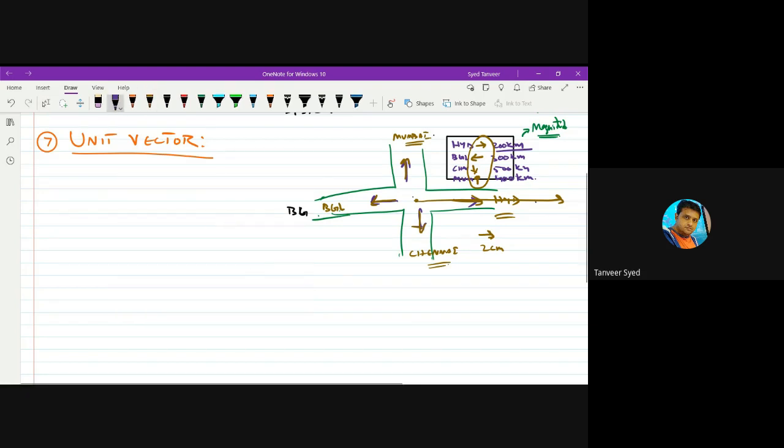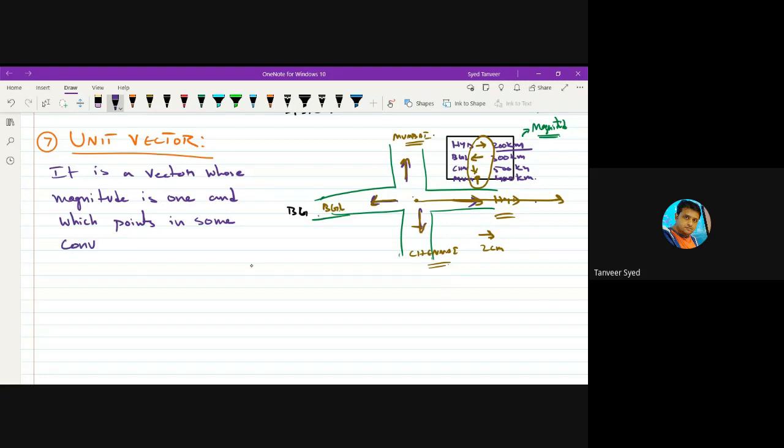And we define this unit vector like this: it is a vector whose magnitude is 1 and which points in some convenient direction. Convenient direction means the direction which we want, or which is required by us.